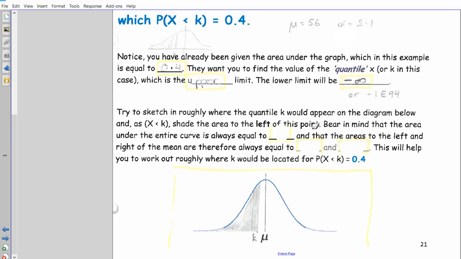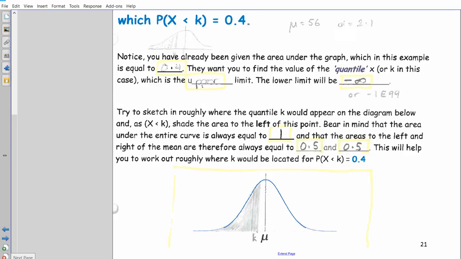Shade the area to the left of this point. Bear in mind that the area under the entire curve is always equal to, what's it always equal to? It's always equal to 1. And that the areas to the left and right of the mean are always equal to, what's this whole area to the left of the mean equal to? Yep, it's 0.5. And what's this area to the right of the mean always equal to? It's the same, it's 0.5. This will help you to work out roughly where k was. So if they said the area was 0.8, then of course k's got to be up here to the right somewhere, because then it would be more than 0.5 of the area shaded. But if it's 0.3, then k's got to be to the left, because it's got to be less than 0.5 of the area shaded. And so on.